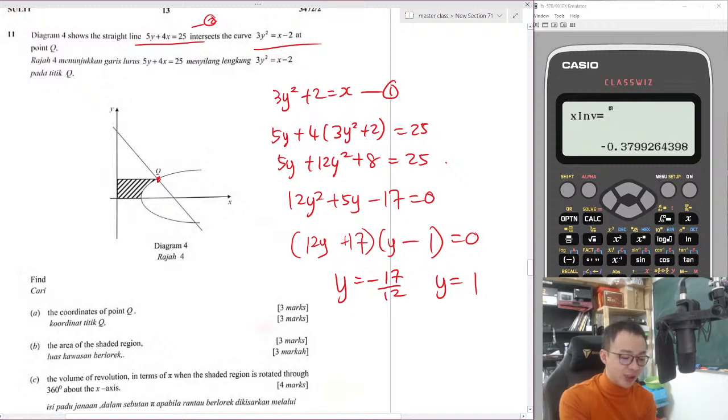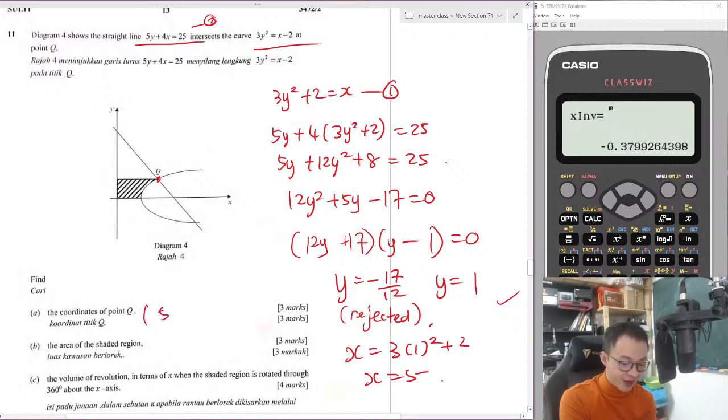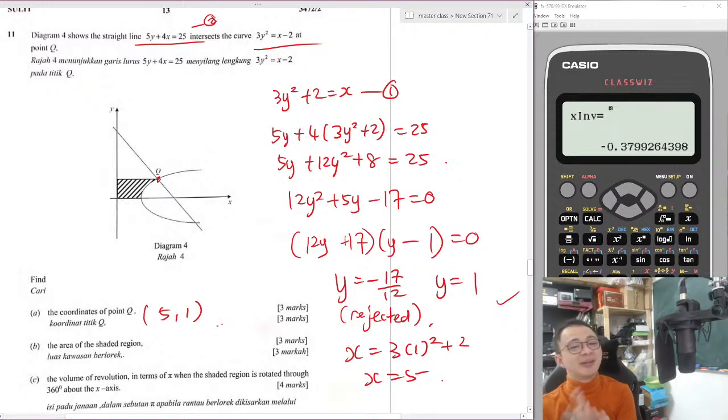Based on the coordinate Q here, my y must be above the x-axis, must be positive. So I reject this y answer because it's negative, and take y equals 1. To find x, x equals 3y squared plus 2, so x equals 5. Now I have my coordinate Q, (5, 1). It's not really hard, just simultaneous equations. Keep doing the simultaneous equations, okay?